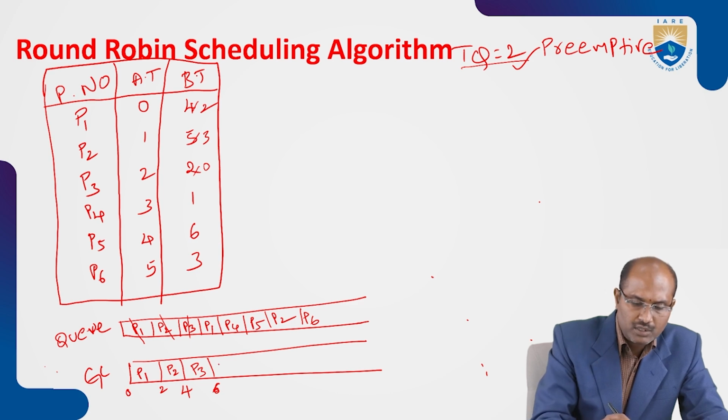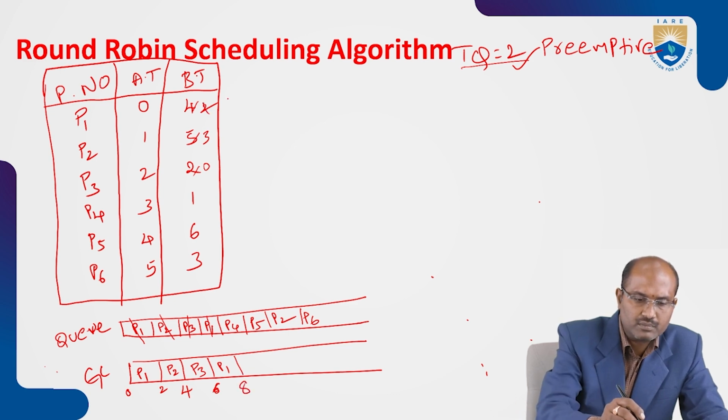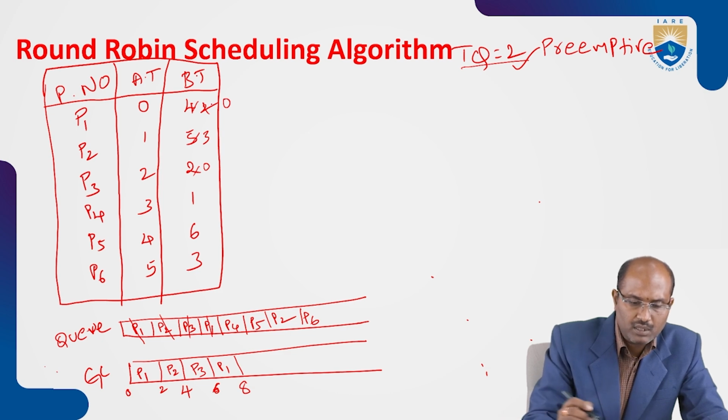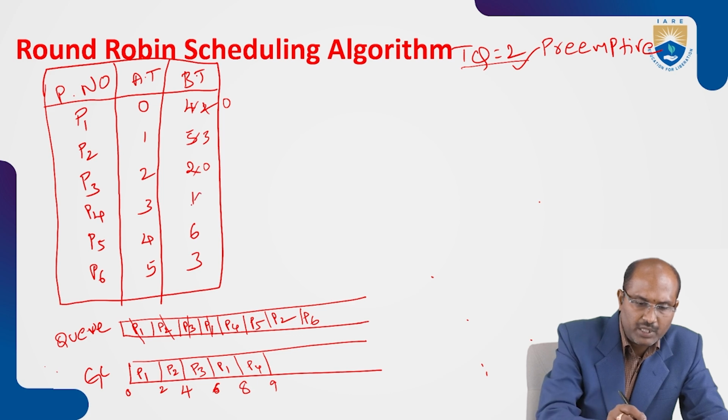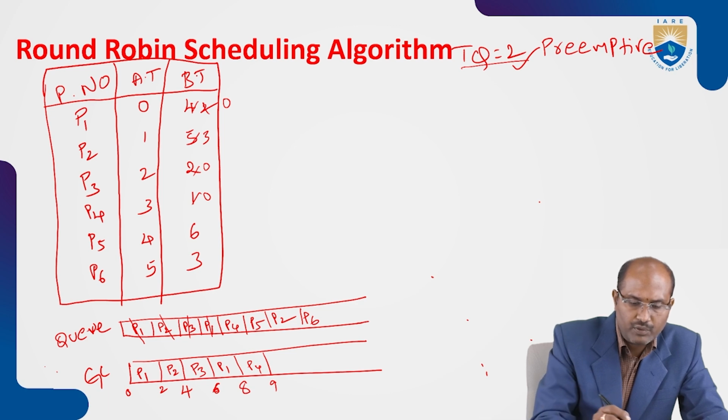Then P1 comes again and executes 2 units of time, so 8. P1 is totally completed. Then P4 executes 1 unit of time, that is 9, so that also becomes 0. P4 is also completed. Next, P5 enters and executes 2 units of time, that is 11. So no process enters into the queue again.